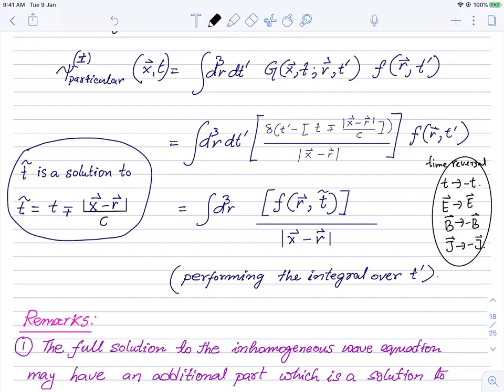But for simplicity, let's not get into that kind of a discussion. This is also the main way in which most of the books describe this: you can think of the advanced solutions as something unphysical and forget about them. For everything physical, you can only focus on the retarded solutions and then move on. So that's the point of view we are going to take in this course as well.